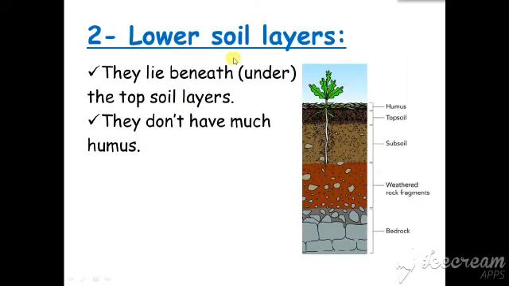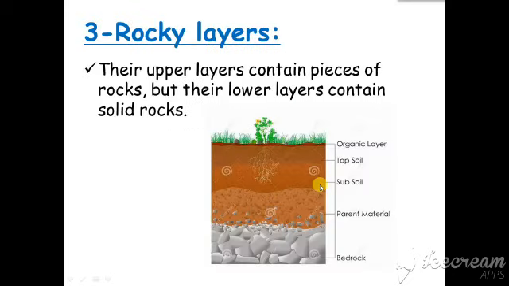Number 2, the lower soil layer. The lower soil layer lies beneath or under the topsoil layer. They don't have much humus.